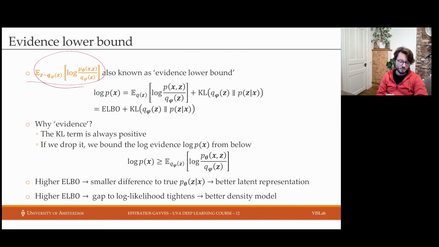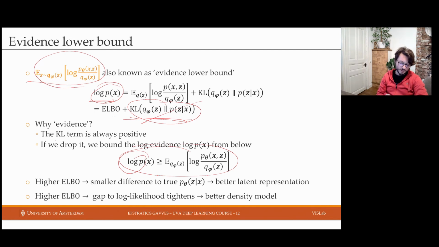This quantity we said is known as the evidence lower bound, or ELBO, and it is directly connected with the log marginal likelihood as well as the KL divergence between my approximate posterior and my true posterior. It is called evidence because the KL term here is a quantity that is always positive, which means that if we drop it, then my log marginal will always be larger than my evidence lower bound. And the log marginal is also called evidence.